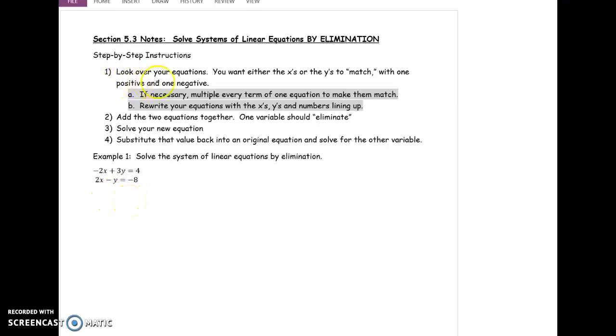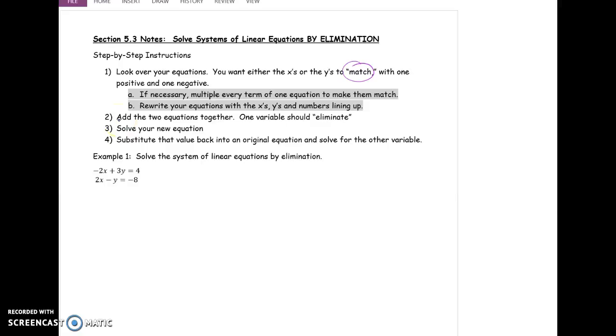Step 1 says, look over your equations. You want either the x's or the y's to match. And when I say match, that means with one of them positive and one of them negative, but the same number. So take a look at our example. Do you see how we have negative 2x and positive 2x? Those two match with one of them positive and one of them negative. So because negative 2x and positive 2x match, we don't need to do this little a and b. We'll do that in the next example.